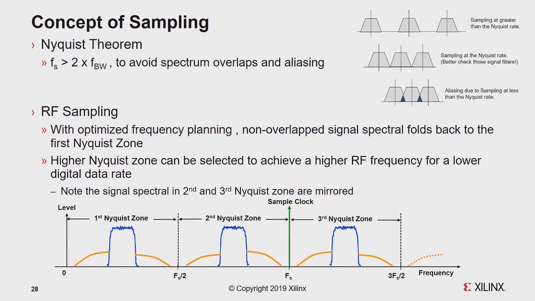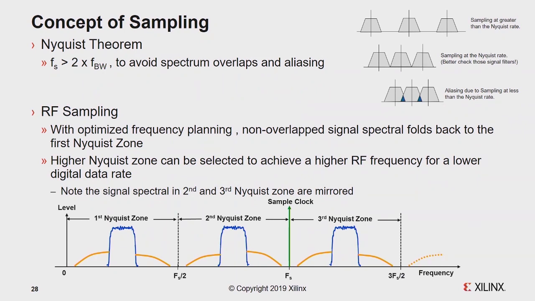Before talking about the frequency planning, we need to recap the concept of sampling. First of all, the Nyquist theorem is more important when we are dealing with the RF sampling data converter. The sampling clock has to be 2 times bigger than your signal bandwidth, not your carrier frequency. Bandwidth means 200 megahertz or 400 megahertz. It's not talking about 2.4 gig or 5 gig.